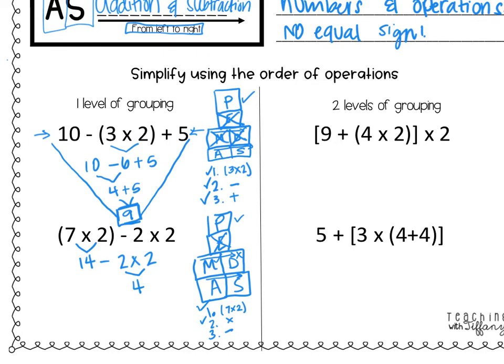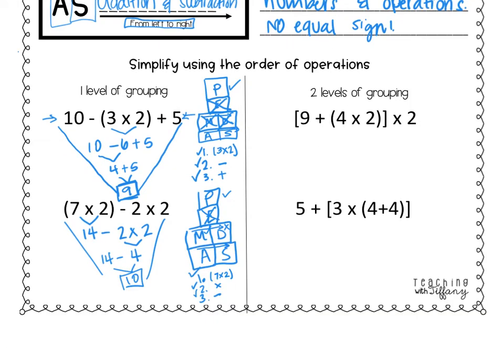We can rewrite our equation. So we have 14 minus 4. My last and final step would be to subtract. So 14 minus 4 is 10. That is our answer, and we have a V for victory.